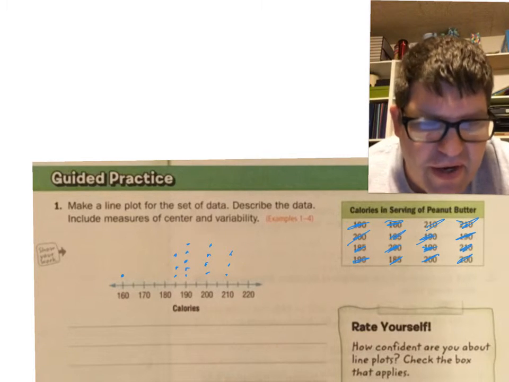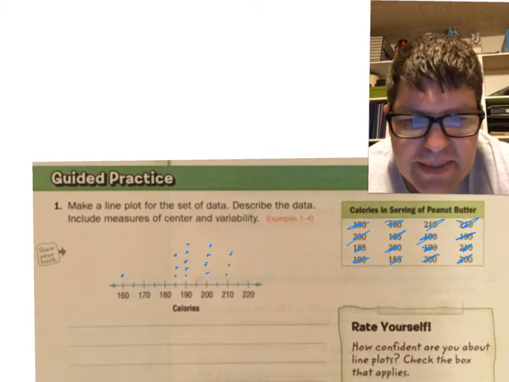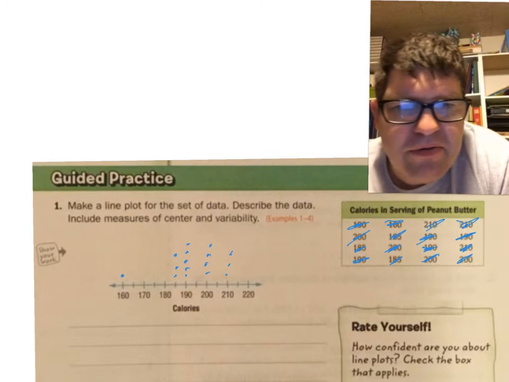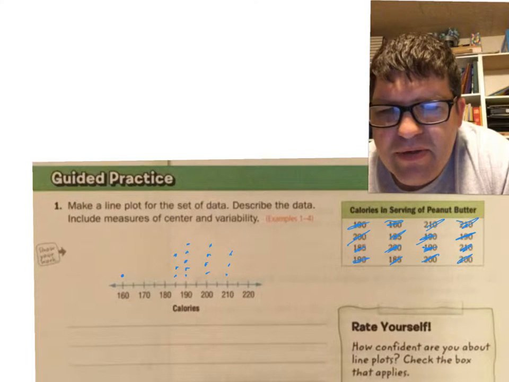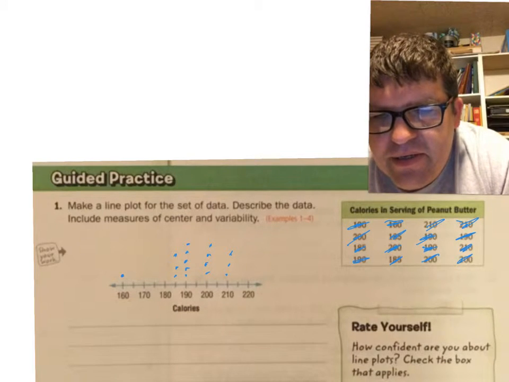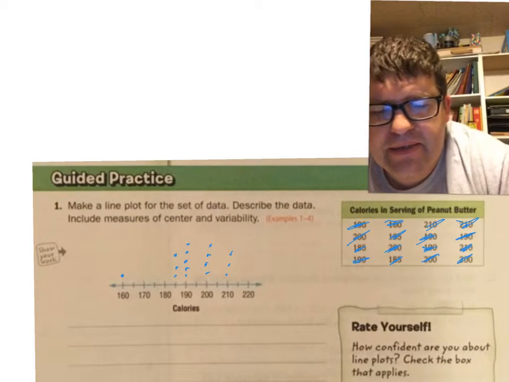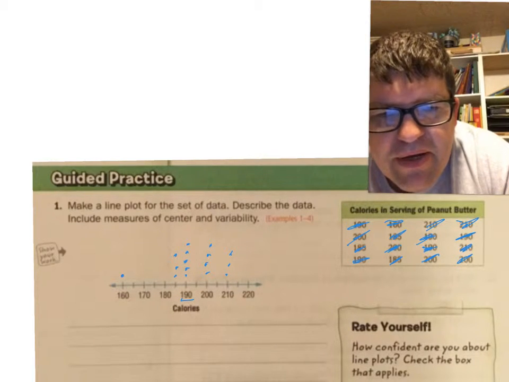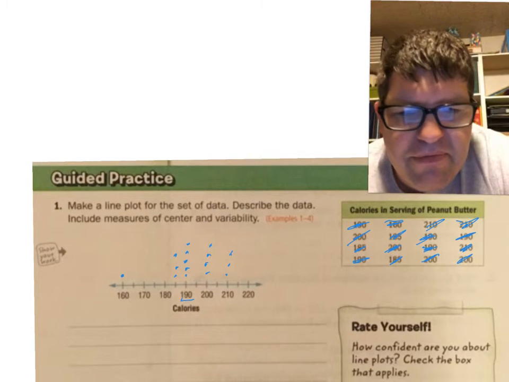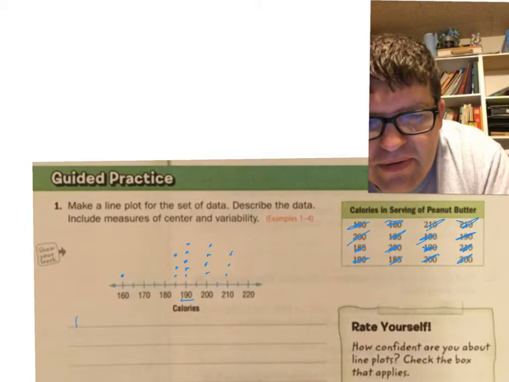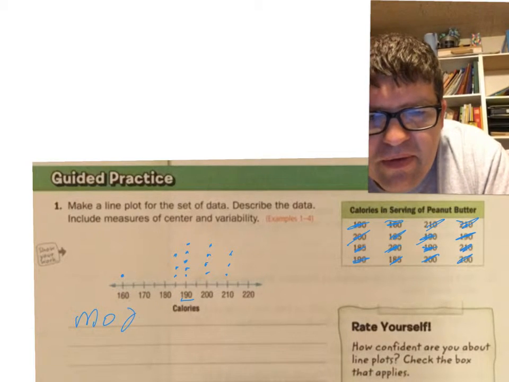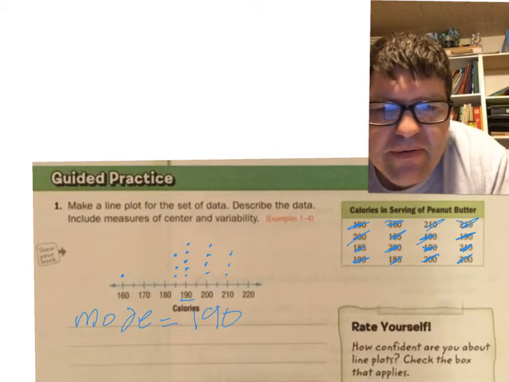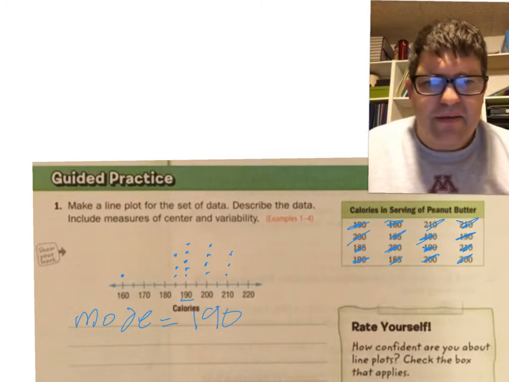Now let's figure out what this all means. We'll do the mode first. The mode is the most, and I can see that 190 has 1, 2, 3, 4, 5. None of the others have 5, so my mode equals 190.